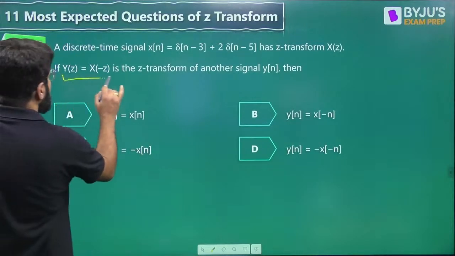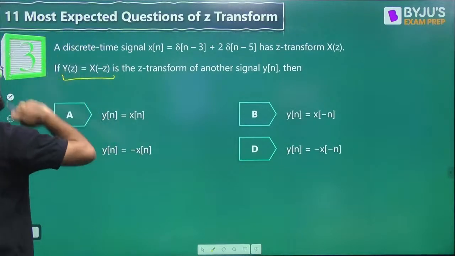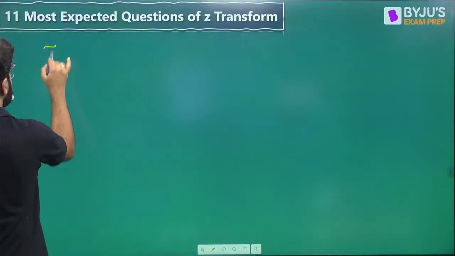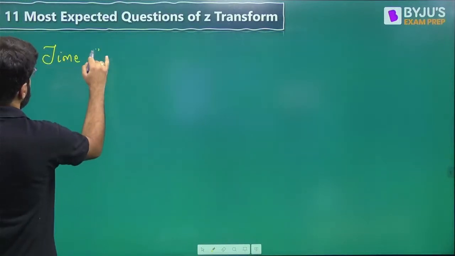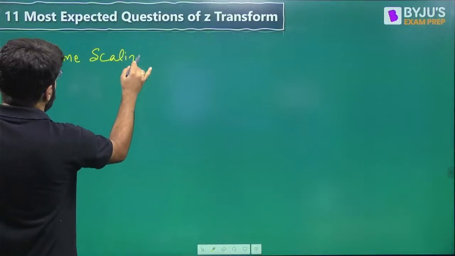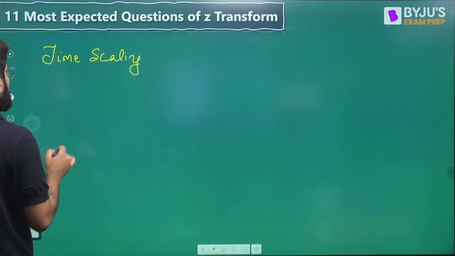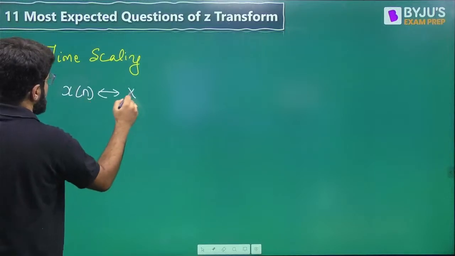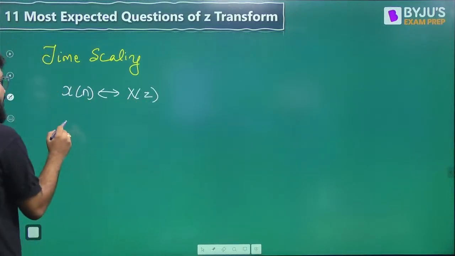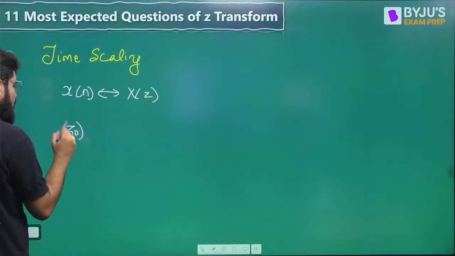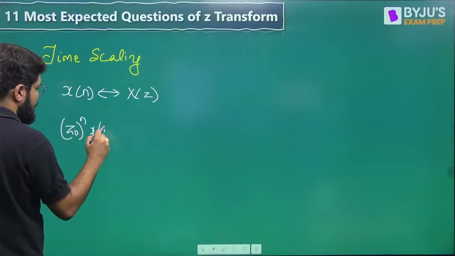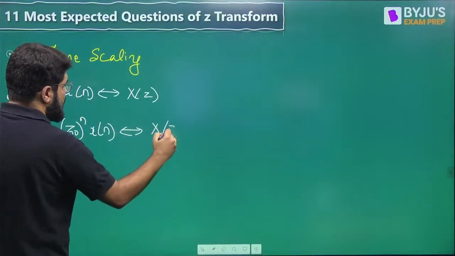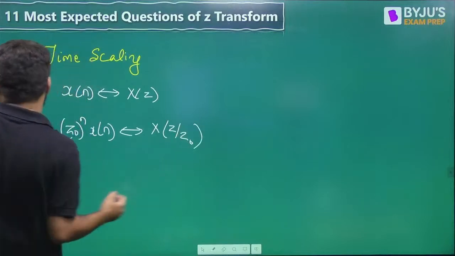Y(z) is equal to X(-z). Here you have to think about the scaling property. What was the property? If x[n] has the Z transform X(z), then z0 raised to the power n times x[n] has the Z transform X(z/z0). Sorry, it is not the time scaling.